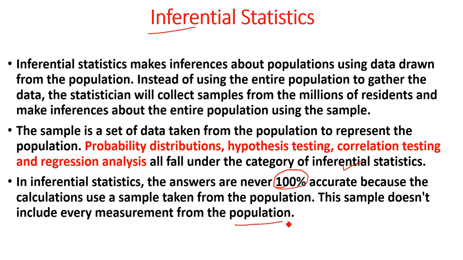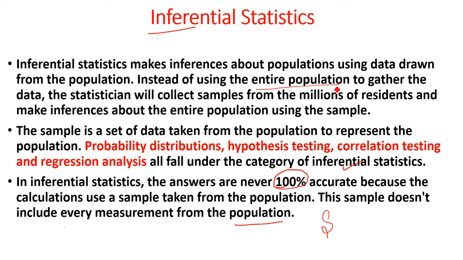You know now the difference: the population is each and every person, while a sample is the subset. So if we are using a sample or subset, definitely we cannot present our data 100%. So you have to say this sample does not include every measurement from the population. And now you will read this very slowly. Inferential statistics makes inferences about a population using data drawn from the population instead of using the entire population.